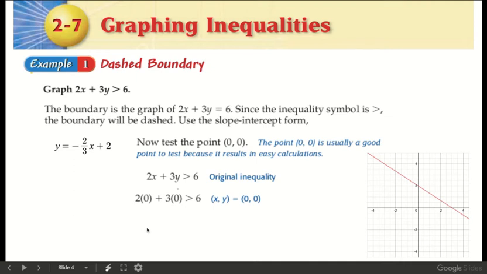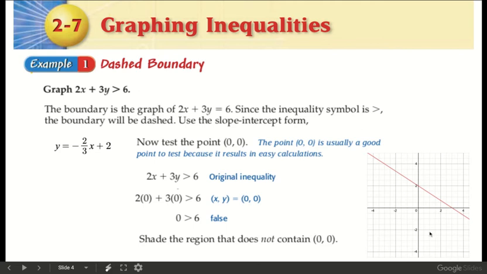Well, I know 2 times 0 is 0, and 3 times 0 is 0. And then if I do 0 plus 0, that's also 0. So basically 0 is greater than 6, which we know is not true. 0 is not greater than 6. That makes a false statement. So therefore the point 0, 0 fails as a solution.